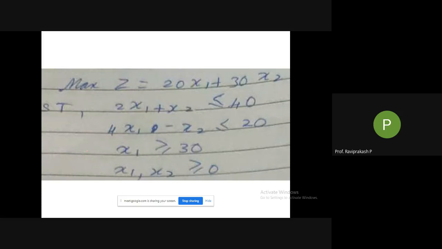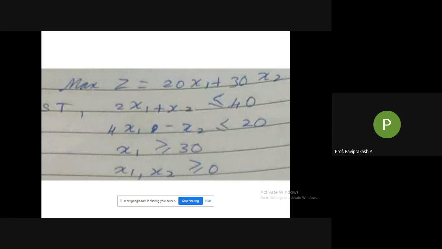30x2. This is the objective function. Max z is equal to 20x1 plus 30x2. Next line, subject to, comma, 2x1 plus x2 less than or equal to 40.